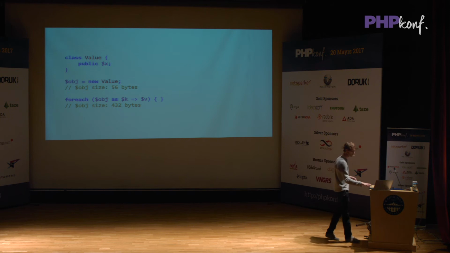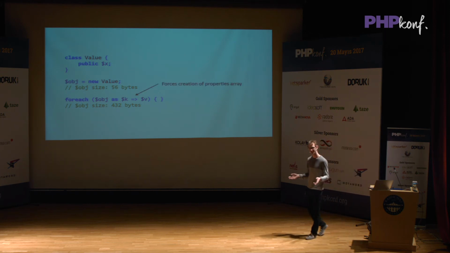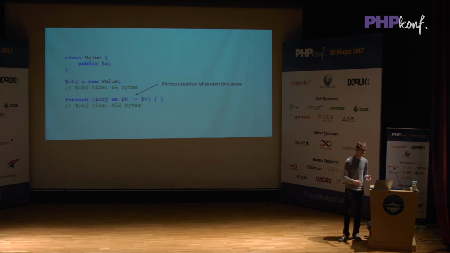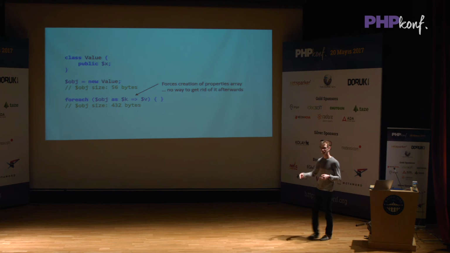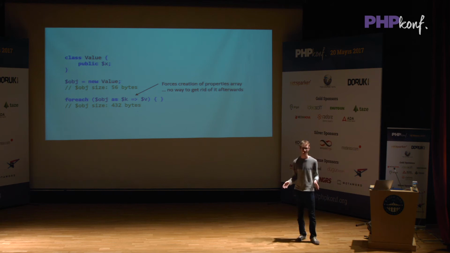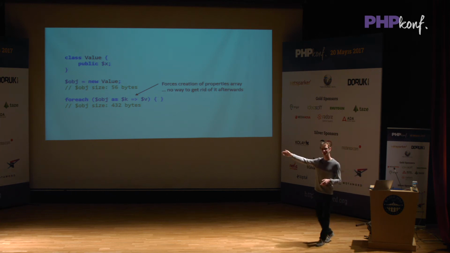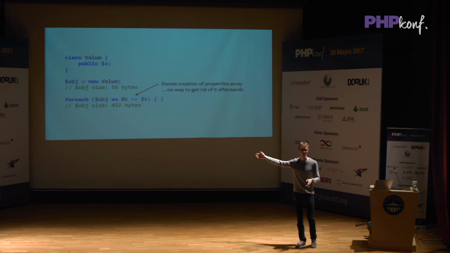And the reason is that this properties array I mentioned, which is usually used for dynamic properties, is also created if you loop over the object. And once it has been created, it will never go away. So until the object is actually destroyed or something, this array will stay on it. And this can actually be a real problem for some types of code, if all the objects suddenly become 7 times larger if you loop over them.